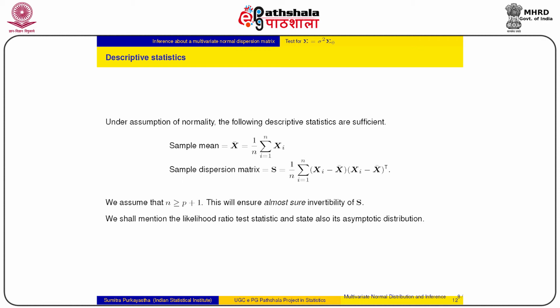Under the assumption of normality, which we have already made, the sample mean vector x bar and the sample dispersion matrix S, with a multiplicative factor 1 by n in the summation, are the sufficient statistics. We assume that there are at least p plus 1 observations. We have discussed before that this will ensure almost sure invertibility of the sample dispersion matrix S.